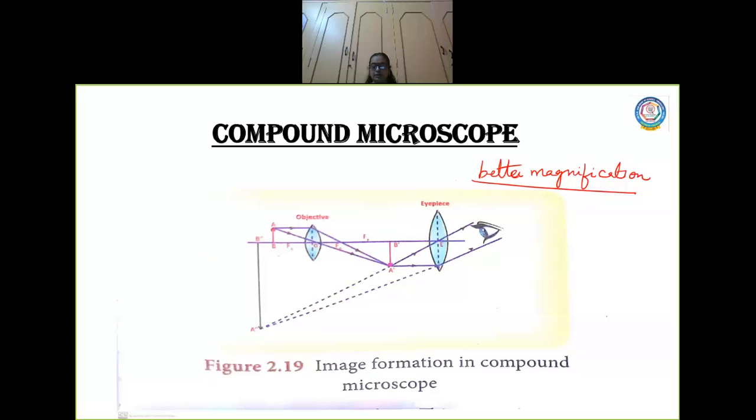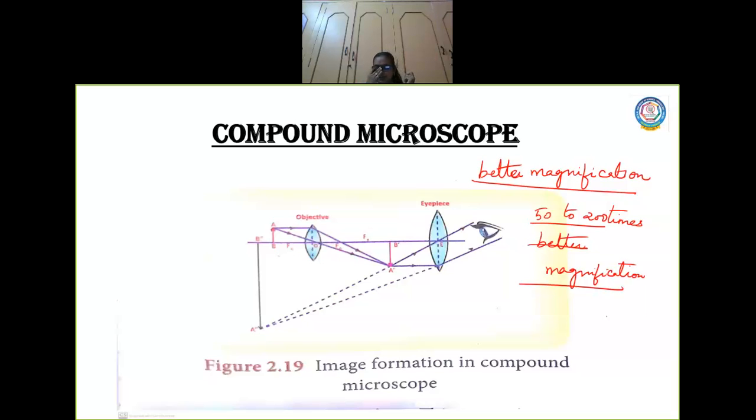Okay, so it has 50 to 200 times better magnification than a simple microscope. So to have a very clear image of tiny objects, we will go for the compound microscope. Is it clear? So these are some of the microscopes which are used to view smaller objects.